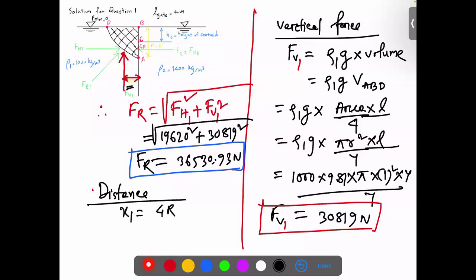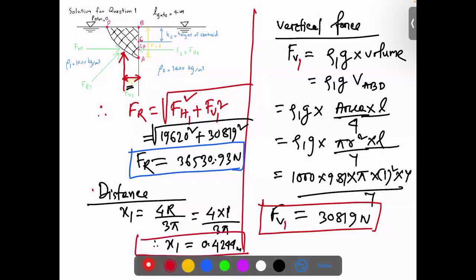It is 4r over 3 pi, and r is actually 1 here. So it is 4, r is the radius, and 3 pi. So this x1 will be 0.4244 meter. This is what we have got, the x1. So we know the distance, right? We have now the distance, and we have now the resultant force. That's the first part of this problem.